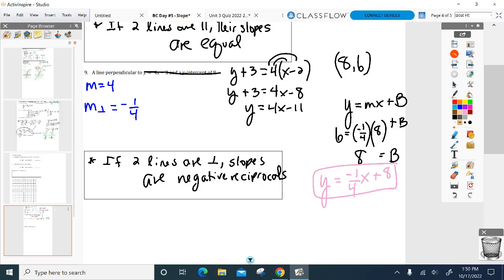Any issues? Parallel, you keep the slope. Perpendicular, you flip it and change the sign. All good? Because the last thing we have to talk about is special lines. All right, some special lines.